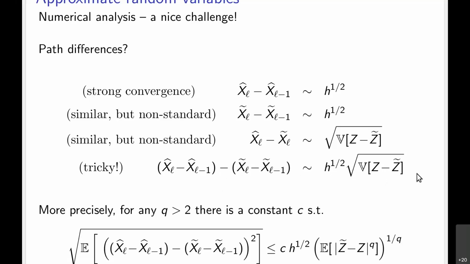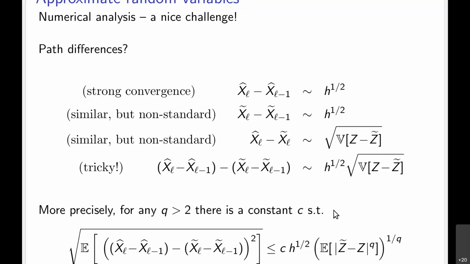For those of you who are familiar with the literature on multi-index Monte Carlo methods, this is kind of what you would hope to get, that you get the product of the behavior with respect to the time step, which we have up here, times the behavior with respect to the error in the random variables.